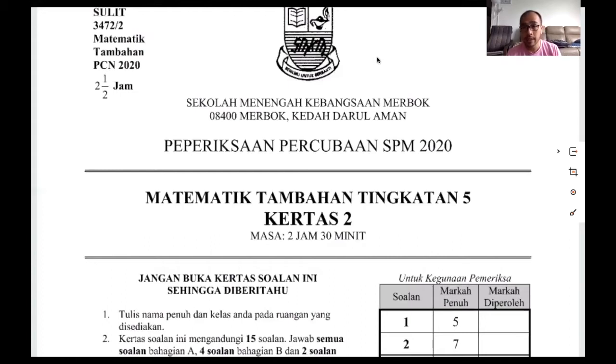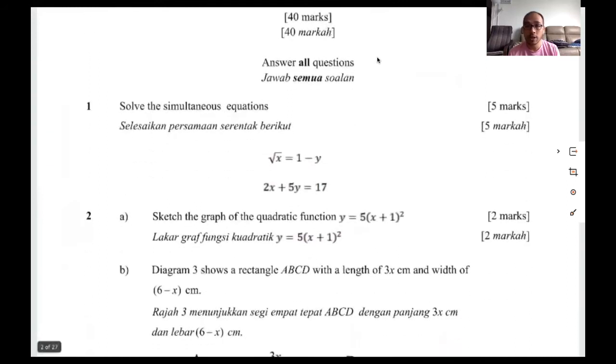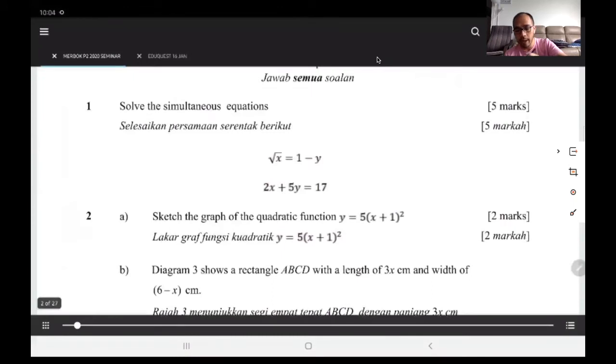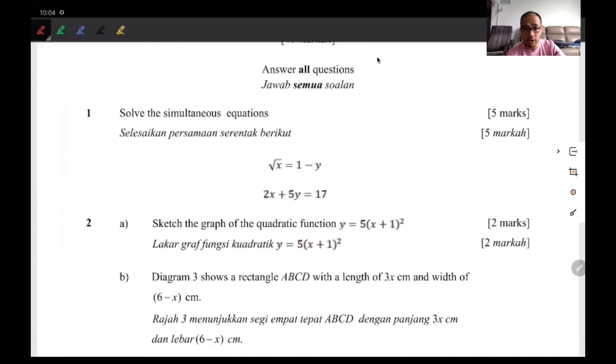Okay, so let's get down to it. First question is a simultaneous equations question. But we see something very rare over here where they now use square root, which is very strange. There's a square root over here, and then you have this over here. So what do you do when you have a square root? You pretty much do the same thing.